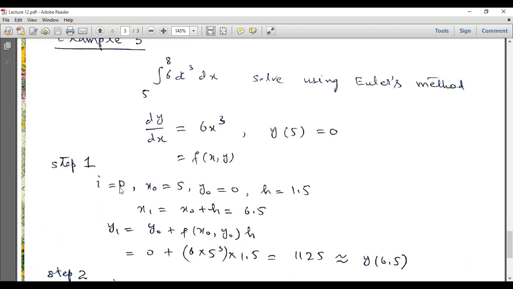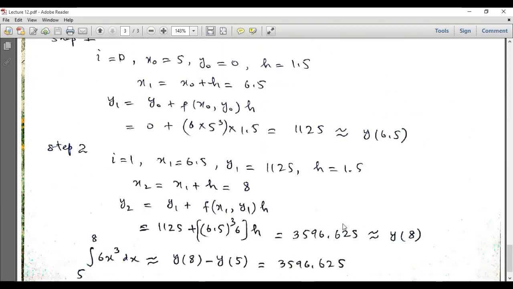For i equal to 0, x naught is equal to 5. So this is x naught and this is y naught. X naught and y naught are given, and the step size is also given. x1 is equal to x naught plus h, which is equal to 6.5. And y1 is equal to y naught plus f of x naught, y naught into h. y naught is equal to 0, and the function value at x naught, y naught is equal to 6 into 5 cube into 1.5. So this is equal to 1125, and this is approximately equal to y at 6.5.